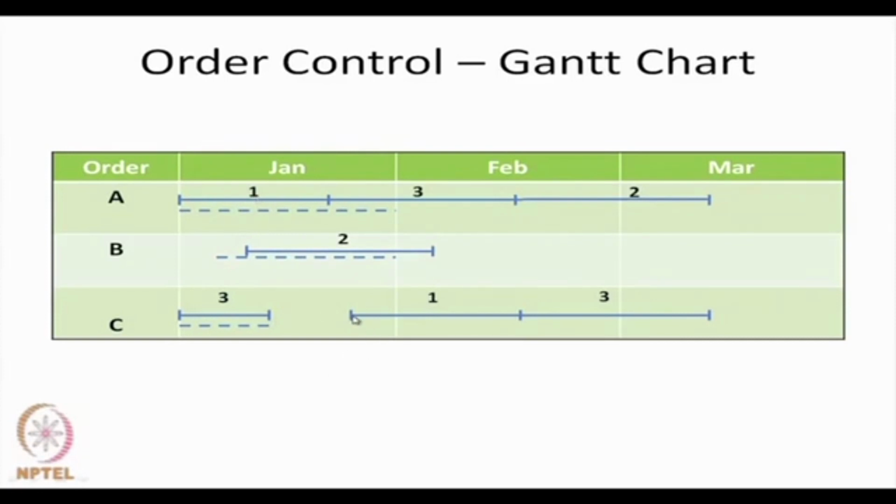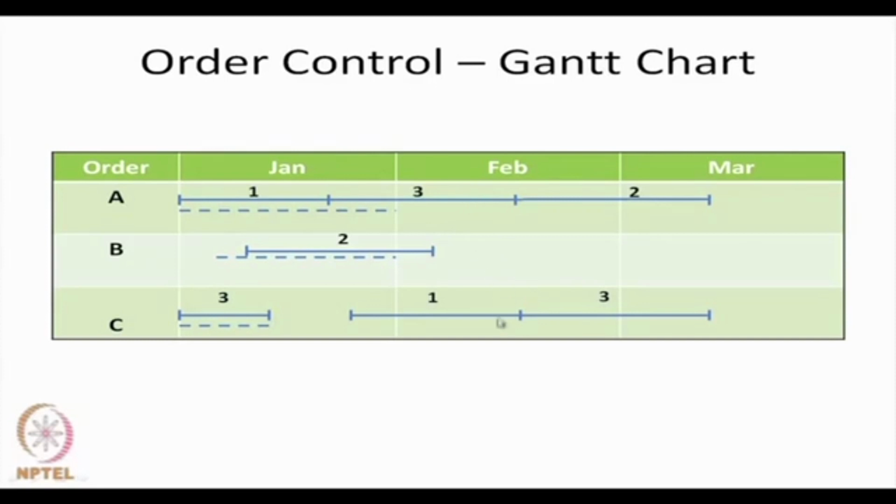So, it is starting late, and machine 1 is processing order C only after this is over, and then machine 3 once again will process order C. That means the operation sequence for order A is 1, 3 and 2. For B it is just machine 2 or operation 2, and for order C it is 3, 1 and 3.